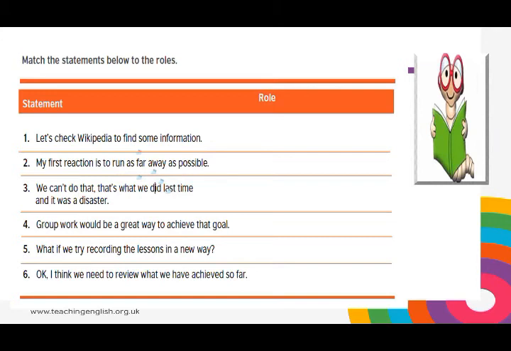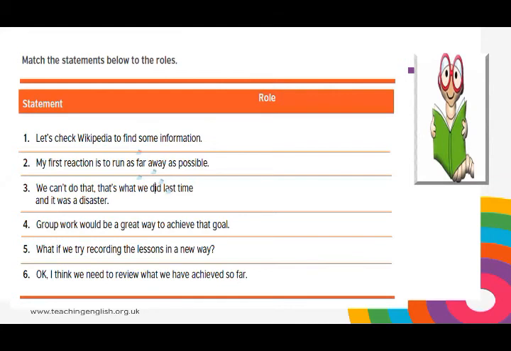Okay, who can read and answer the first one? Who is speaking? Let's check. Miss Marwa. Let's check Wikipedia to find some information. Maybe realist. Yes, realist. That's right. The second one, thank you, Miss Marwa.